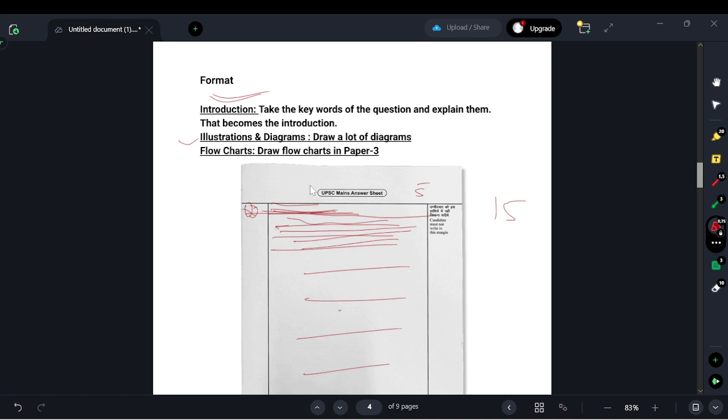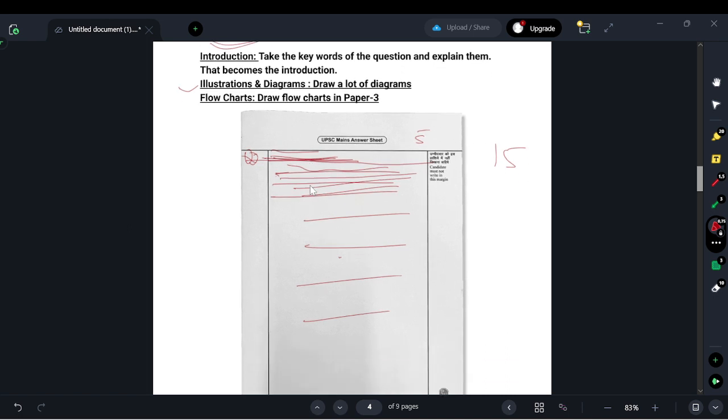In geology, the best thing is that you get to draw a lot of diagrams, and diagrams give you a lot of marks. Instead of writing a paragraph, if you draw a diagram and show that paragraph in the diagram, it will help you a lot. The problem that I came across in paper 3 is that there are many questions in which you will not be able to draw a diagram. So in that case, try to draw a flow chart.